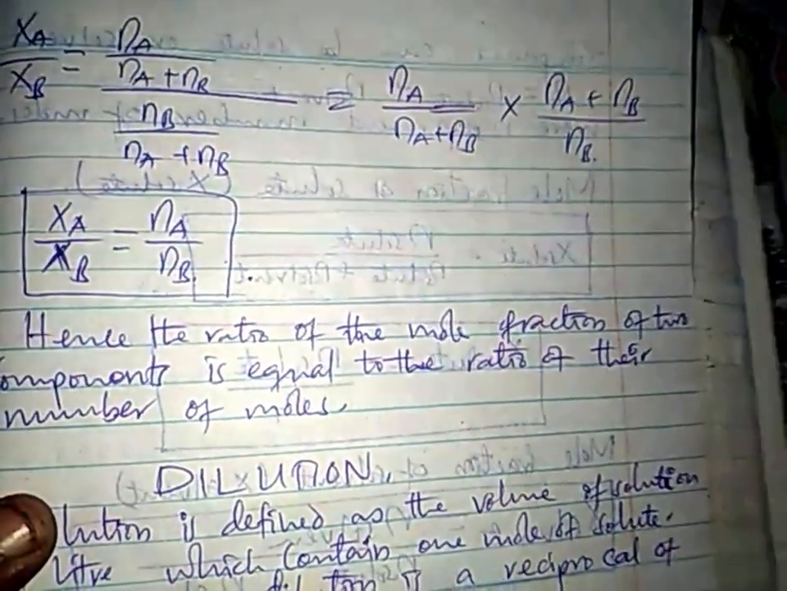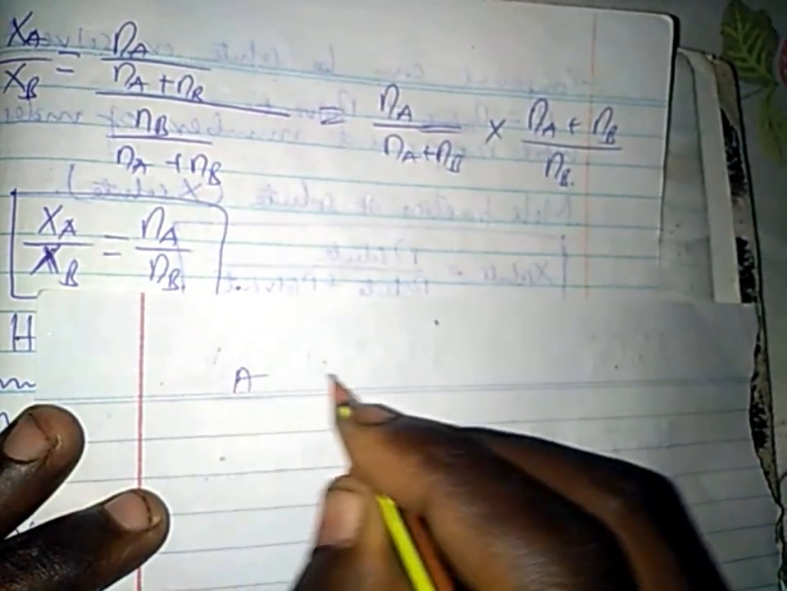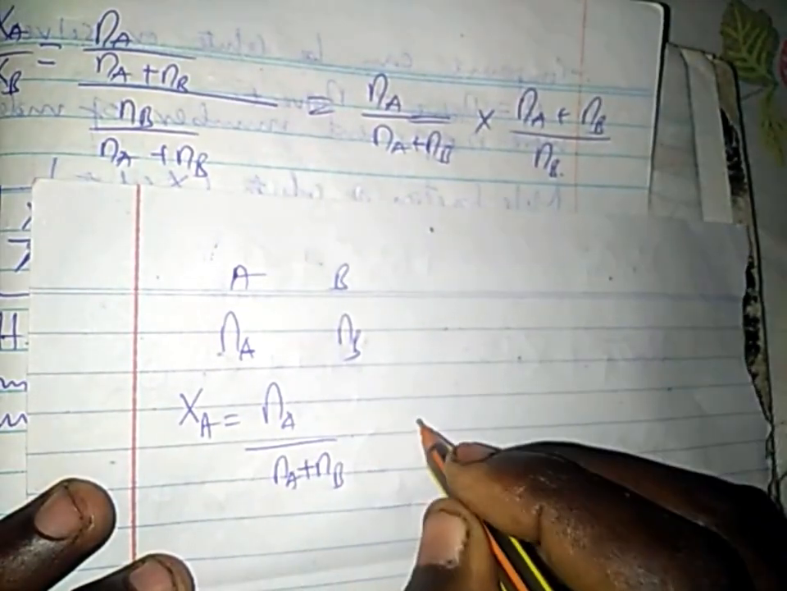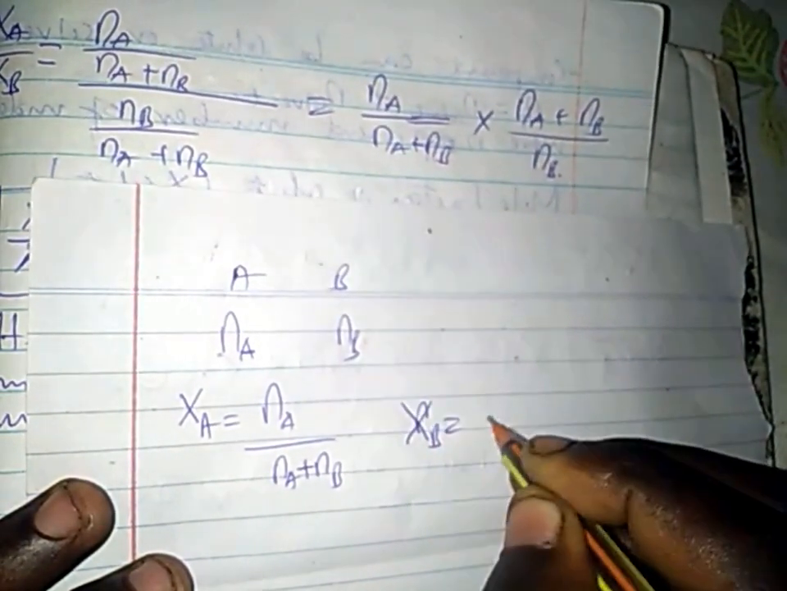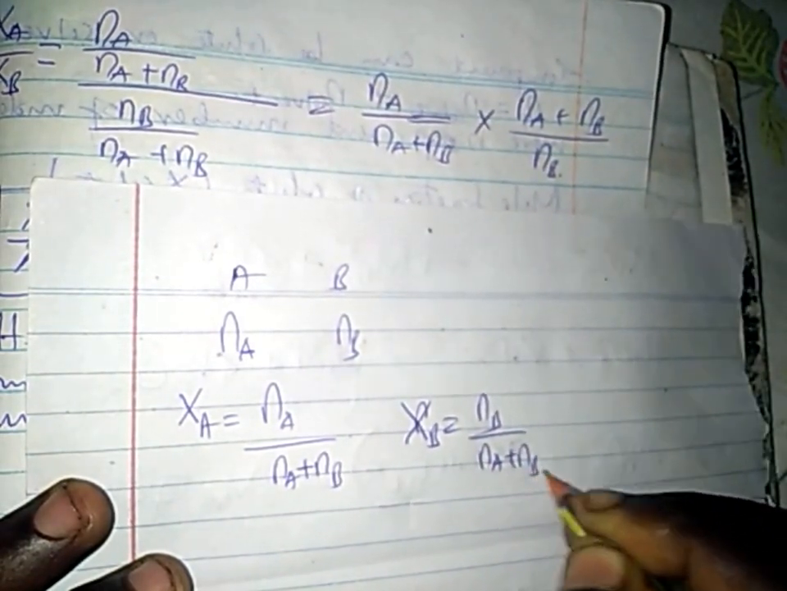Also, the ratio of mole fractions should be equal to the ratio of number of moles. This can be derived simply here. For example, let's say we have two components, component A and component B. So here we have number of moles of A, and here number of moles of B. Mole fraction of A will be equal to number of moles of A divided by number of moles of A plus number of moles of B. And mole fraction of B will be equal to number of moles of B divided by number of moles of A plus number of moles of B.